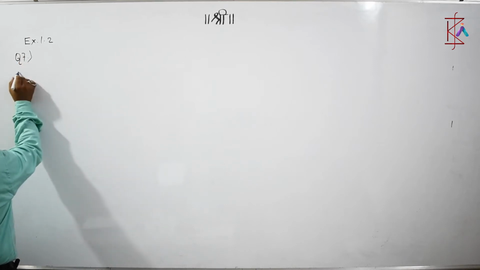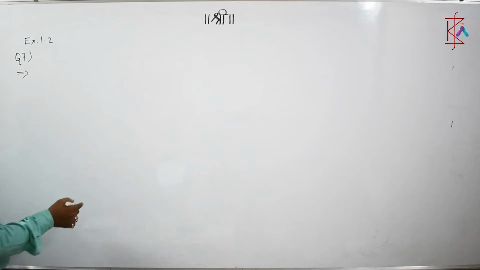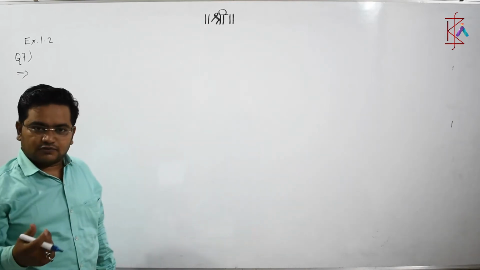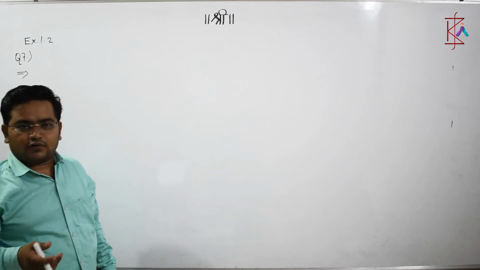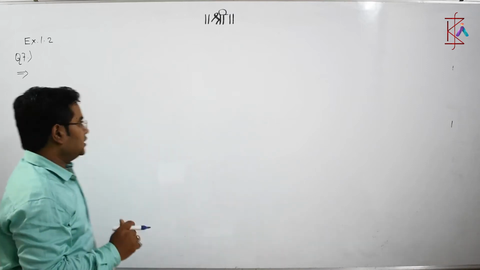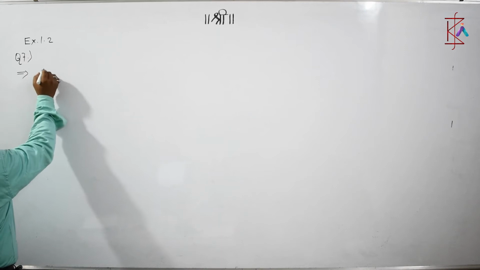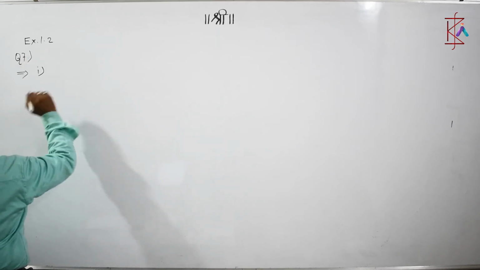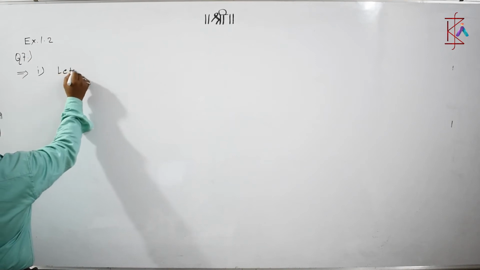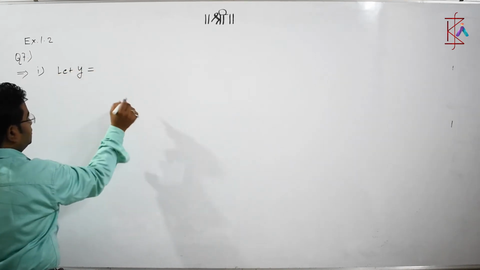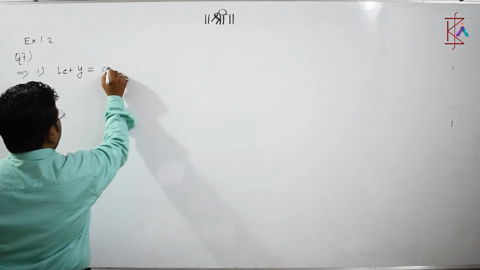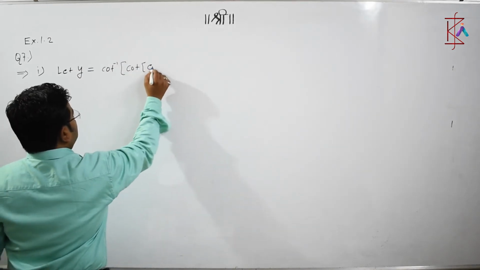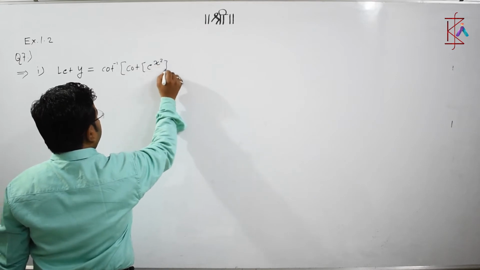Okay, so our first question says that y is equal to cot inverse of cot of e raised to x square. Okay, so directly I would like to solve the question. So this is the solution for the question number 1 of the question number 7. Let y is equal to cot inverse of cot of e raised to x square.